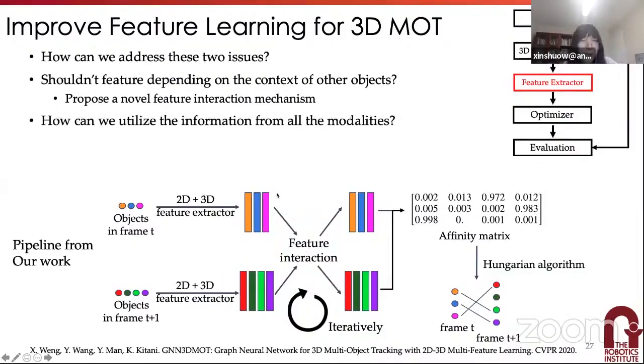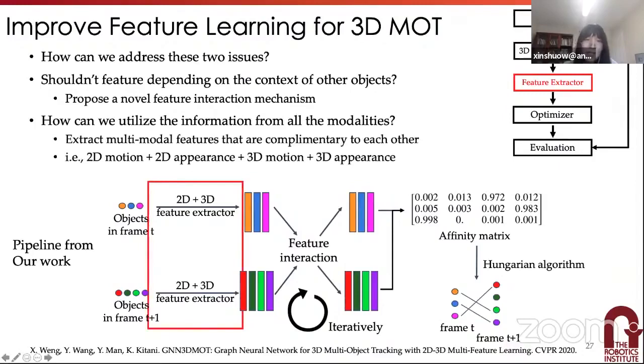Then another question we ask ourselves is, how can we utilize the information from all the modalities? This one is a little bit simpler because we can just use a combination of different features that we have, basically using all the networks that are available to us to encode different types of features, which include a combination of motion and appearance from both 2D and 3D space.